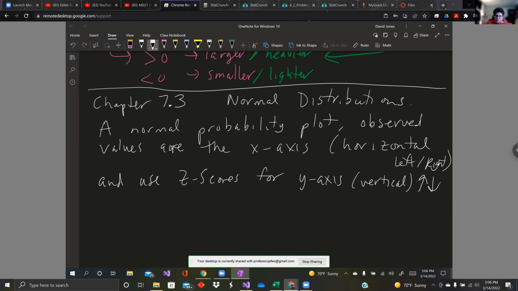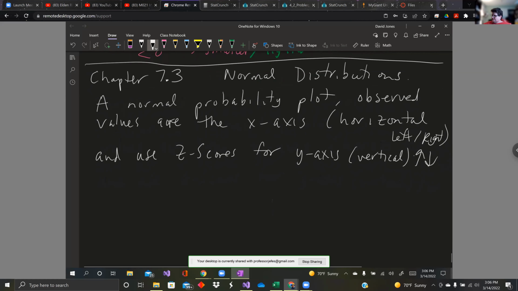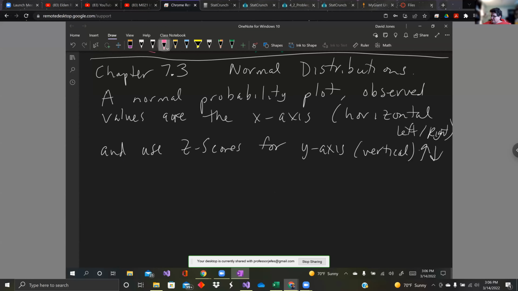So I'm going to load up another data set, see what we can see from it. See if I should have looked at this before I started. I'm going to load the 7.3.4 data set.